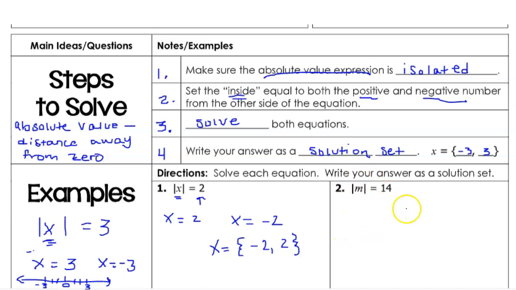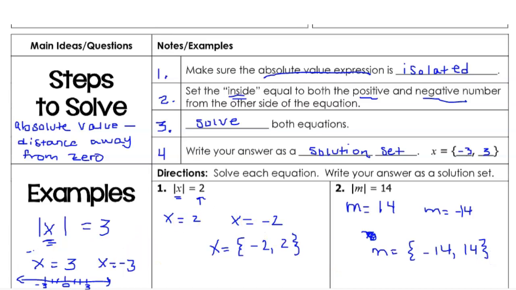There we go. Now, guys, I want you to do number 2. Do exactly what we said. It's isolated. I see some of you already put the answers in the chat box, face-to-facers. What would this be? Alex, what would m equal? 14 and? Yeah, and -14. And I'm going to do my solution set. m equals my brackets, and then I would have -14, 14. All right. Let's go to the next one.